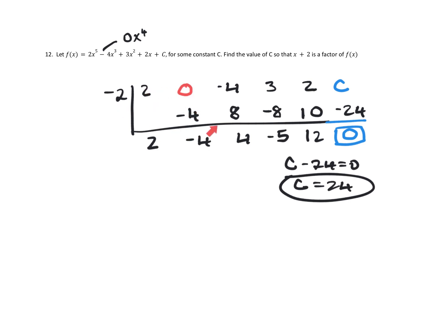Then I do synthetic division. The trick here is to make sure you put that 0 because it's missing. And then when I do it, here this is still c, again negative 24. So I know this number here has to be 24. So when I subtract, I get 0, because I know this is guaranteed to be 0.